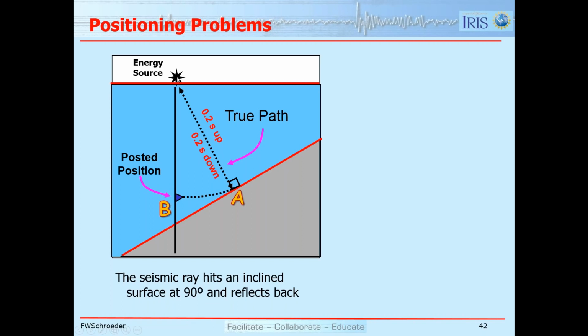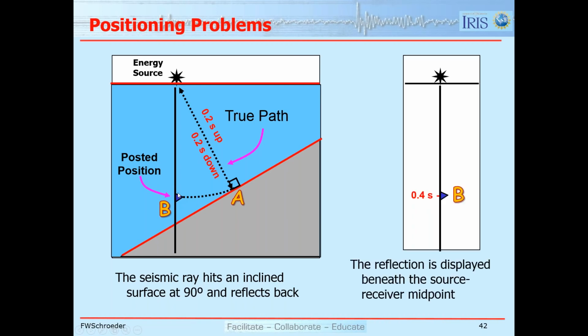When that information gets plotted on a seismic section, it will be plotted underneath the midpoint, or if it's a zero offset shot and receiver at the same location, it'll be plotted right underneath the shot receiver pair at position B. And so the interface is at A, but the seismic reflection is at B. And so we have a mispositioning of the reflector. Our seismic trace at the shot receiver midpoint would be at the right travel time, but it would be in the wrong position.